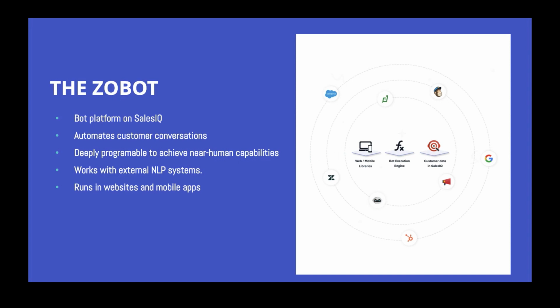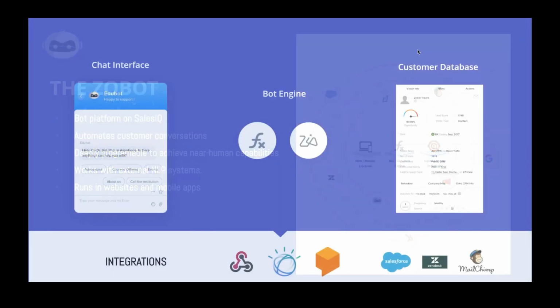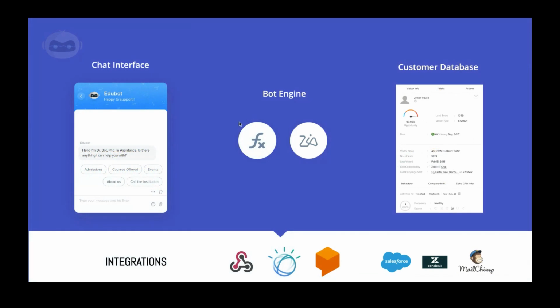So let me tell you how the Zobot is built. Okay. So first, there is a chat interface for user interactions on the website or mobile application. This is where hundreds of message exchanges take place between the Zobot and the visitors who land on your website. Then there's a bot engine where you can design the bots to work as per your business needs. This is where all of the functionalities of the bot or, basically its working is defined. So the bot engine will decide the flow of the bot. So this is the second part of the Zobot.